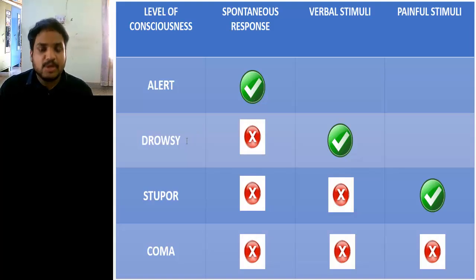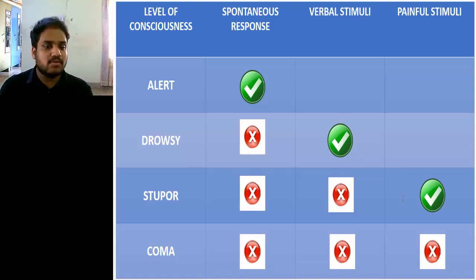Then when will you say the patient is drowsy? The spontaneous response is gone. Only when you are talking to him, when you are giving a verbal stimulus, he will be able to respond. So that is called drowsy. Now what happens in case of stupor? The spontaneous response is gone. The verbal response is also gone. You are calling him, he is not responding. But if you give a painful stimulus to him, he will respond, right?